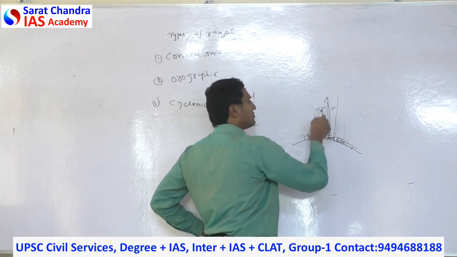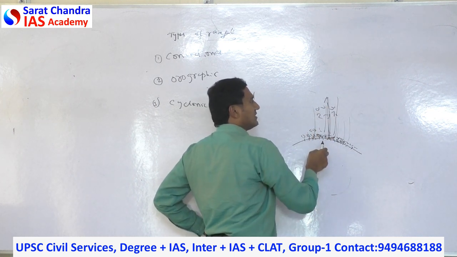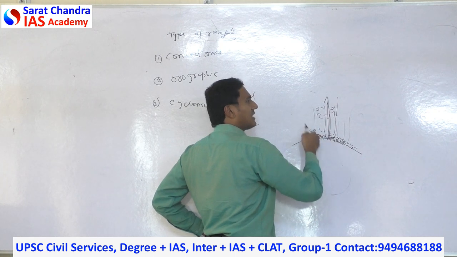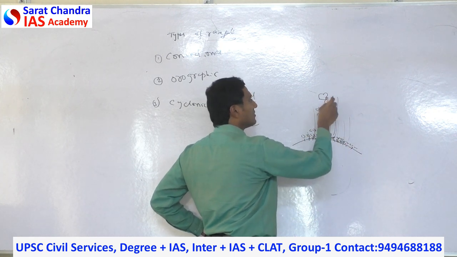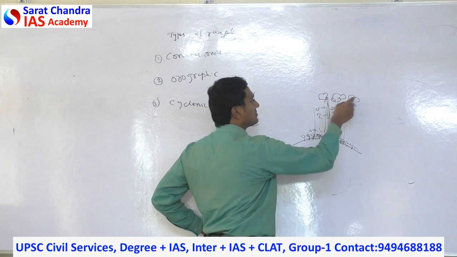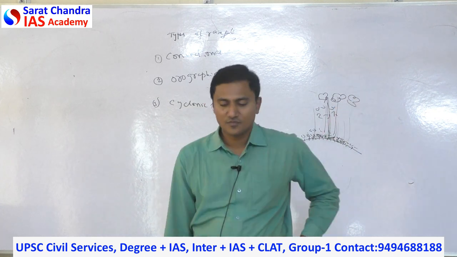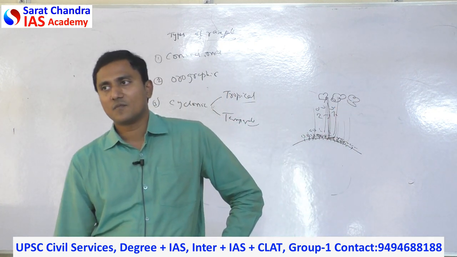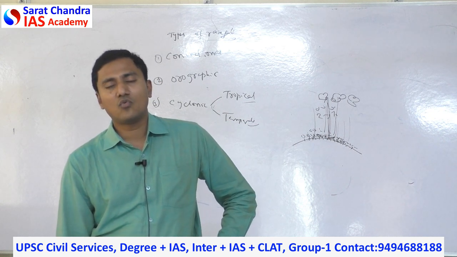After rising up for some 2 to 5 kilometers, the water vapor will condense into clouds, and there will be rainfall. This is called convectional rainfall. In convectional rainfall, how are clouds forming?